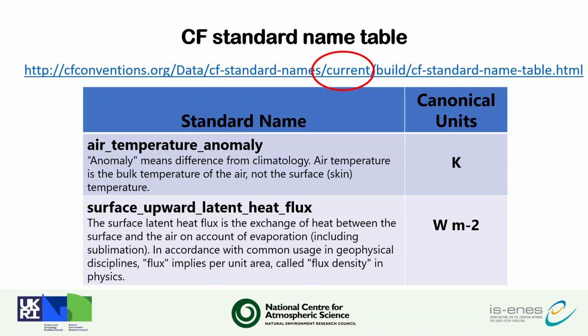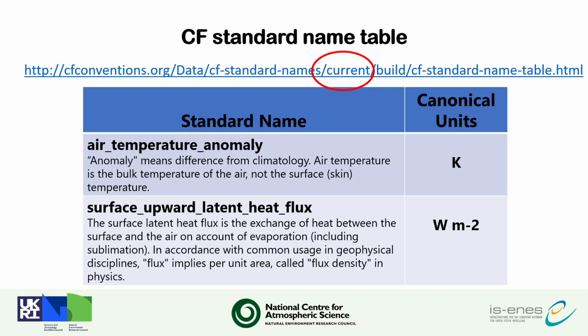So in the first example here, the word anomaly is described as a difference from climatology. Any CF standard name containing the word anomaly would also have this piece of text in its description. And this ensures that terminology is used consistently throughout the standard name table. The descriptive text never appears in the metadata inside a netCDF file, but the standard name table can be used to look up the meaning of a variable if it has been labelled with a standard name attribute.